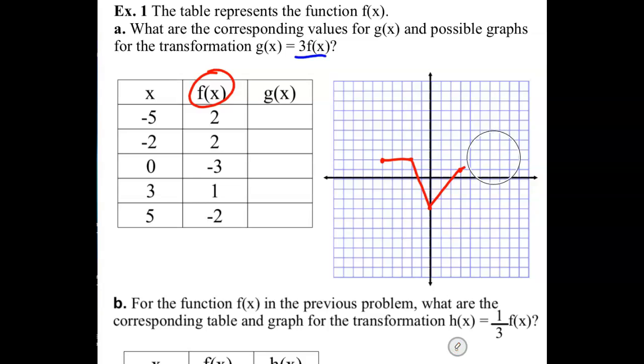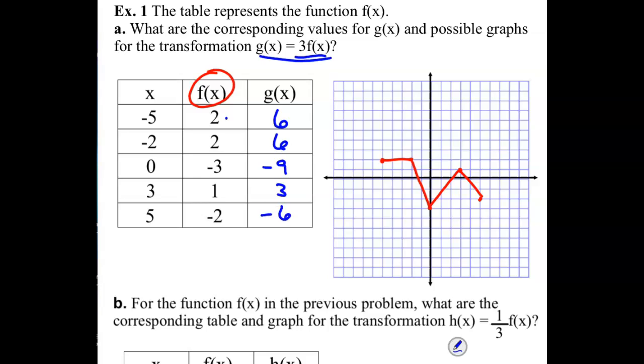Sorry, 5, -2. Okay, so that's my original function. Yes? Label that f of x. Now, g of x, it says, is supposed to be 3 times as tall. So we are going to take all of our y coordinates and multiply them by 3. So instead of a 2 here, we're going to have a 6. Instead of a -3, we're going to have -9. We're just making all of these 3 times as big.